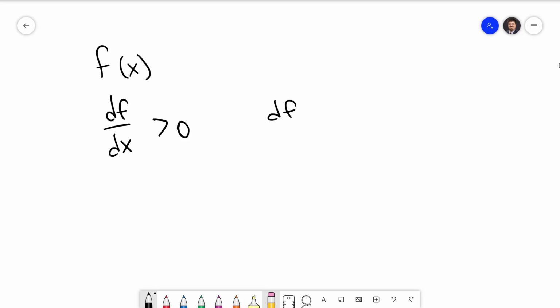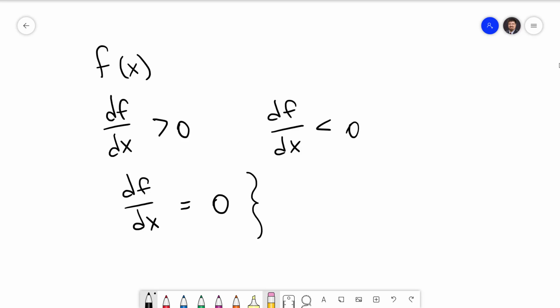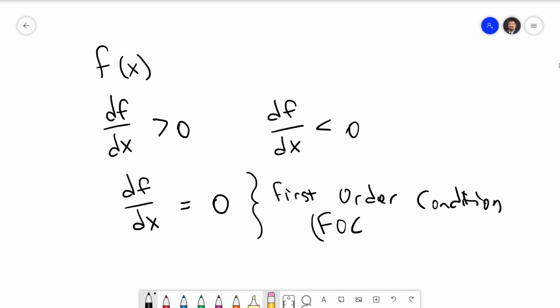On the other hand, if df/dx is negative, that means f of x is decreasing as x increases, meaning that we can do better by decreasing x, or x is too high. This means that the optimal value of f of x must be where the derivative df/dx equals 0. This equation is called the first order condition, usually abbreviated as FOC. Setting up the FOC is the first step of any optimization problem.